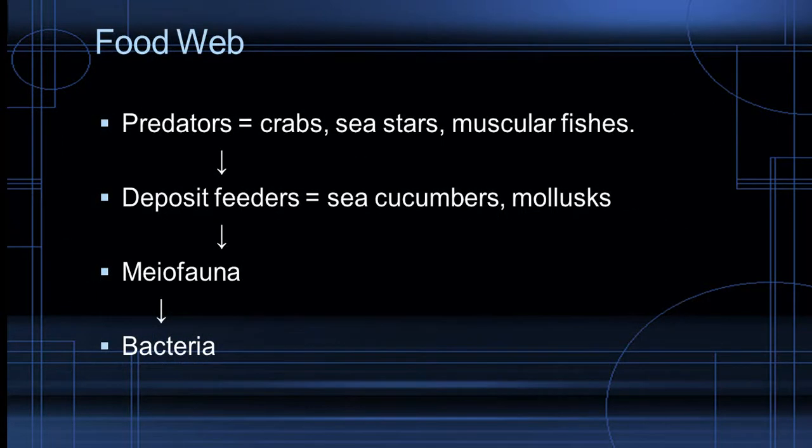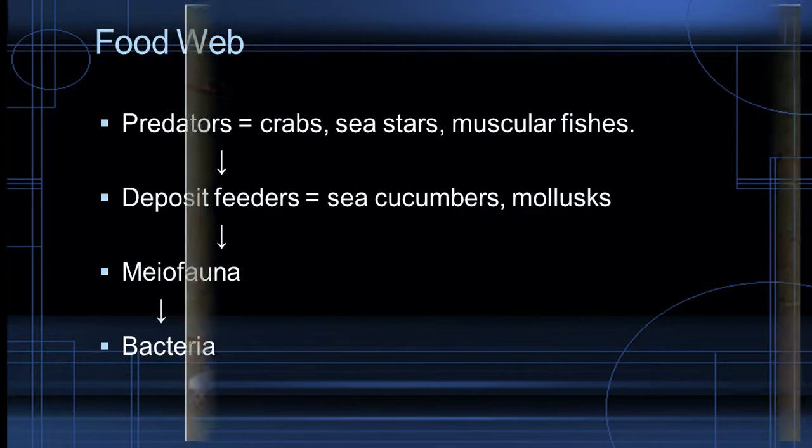So our food web goes like this. We have our predators. These are on the bottom now, the sea floor. We have crabs, sea stars, and some fishes that are predators to the deposit feeders, which are infauna. Sea cucumbers, mollusks, things like that. Then the meiofauna, then the bacteria, who are providing the nutrients for the meiofauna. So this can go on your deep sea floor characteristics and the food web.